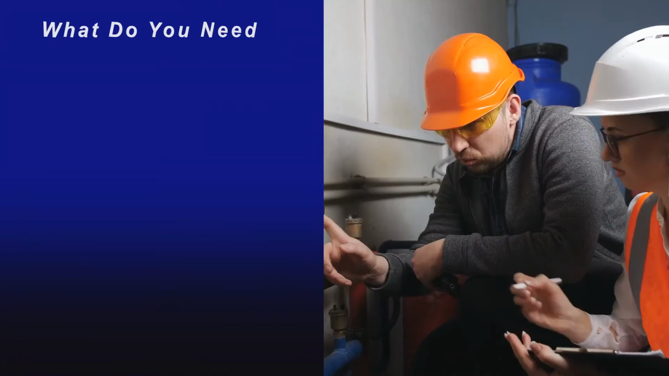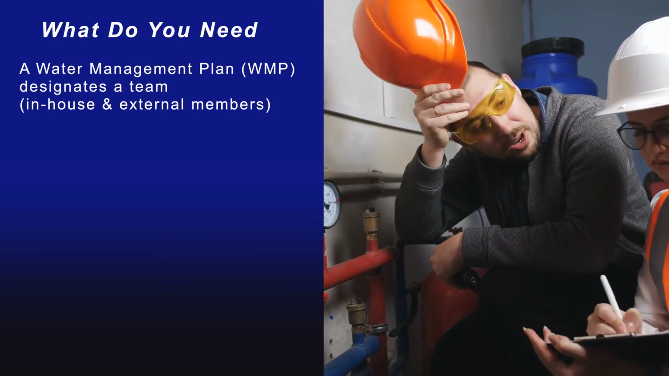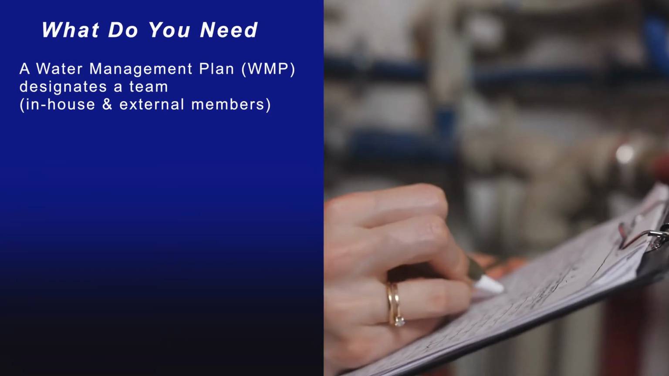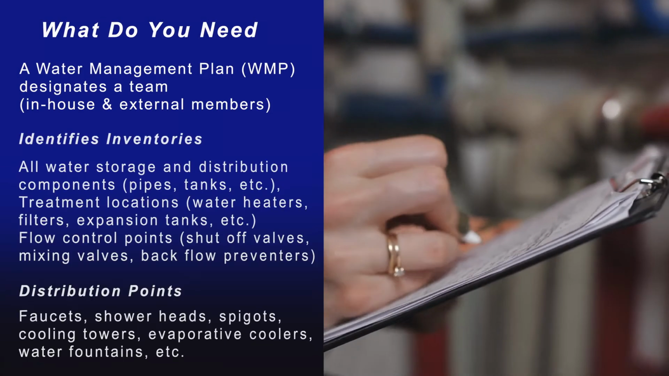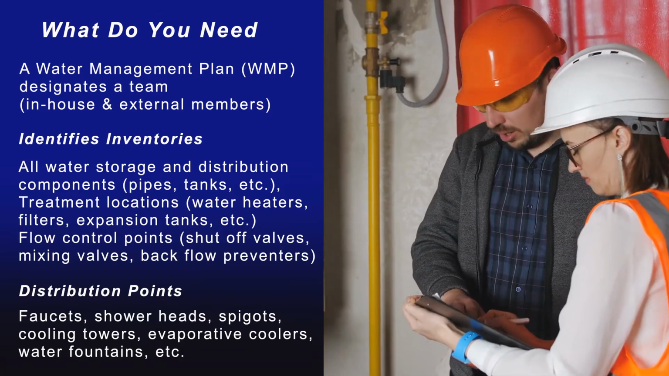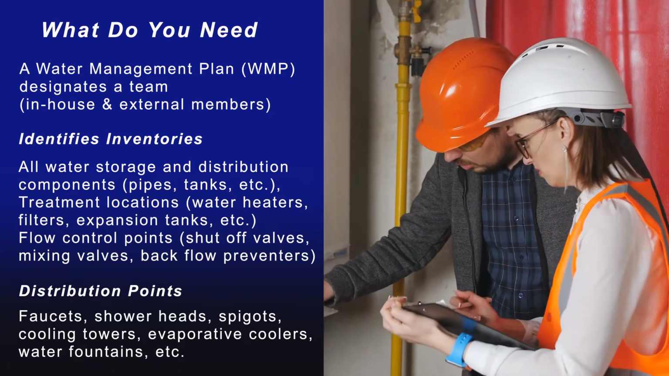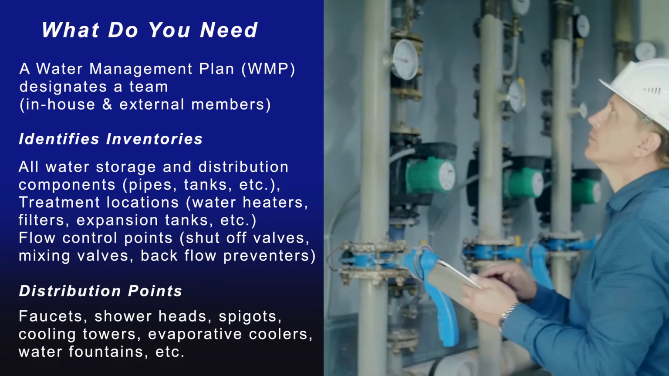A water management plan does a variety of things. First, it designates a team, which usually includes in-house and outside subject matter experts. It allows you to identify and inventory all of your water storage and distribution components, such as pipes and tanks. And also, it allows you to inventory your water treatment locations, such as water heaters, water filters, expansion tanks.